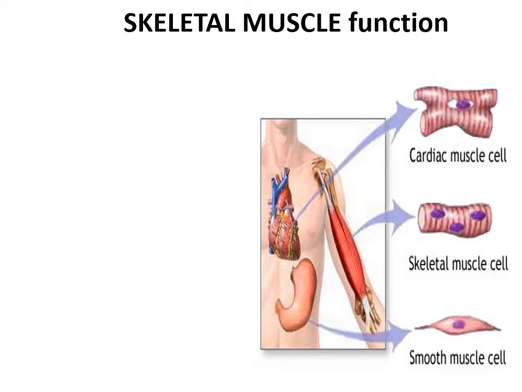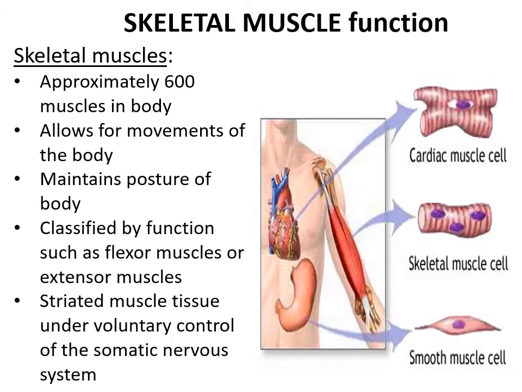And we can classify muscles depending on their function as well. Are they flexor muscles or are they extensor muscles? So for example, the biceps, well, they're flexor muscles, okay? The triceps, they provide for extension of the elbow joint. So we would call those extensor muscles, okay? And these striated muscles are under voluntary control. So the somatic nervous system, okay? And we'll get into a bit more detail about skeletal muscle.